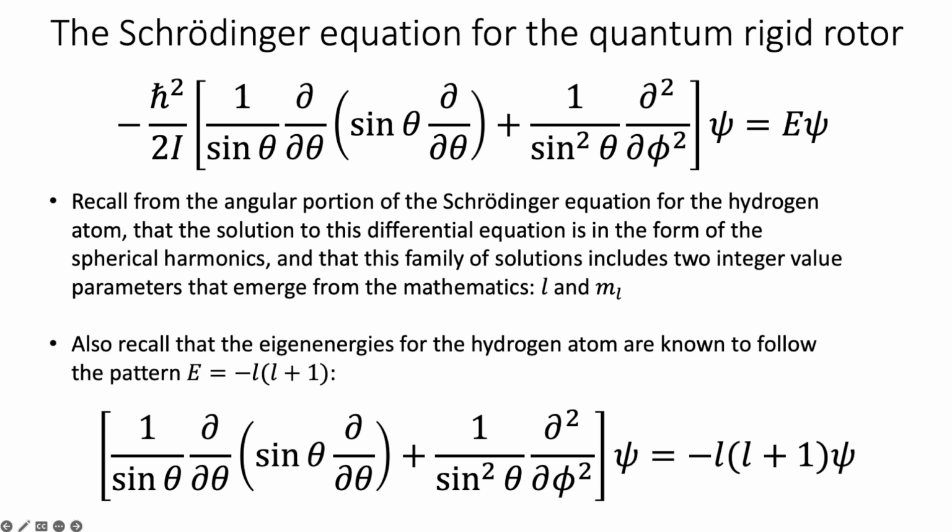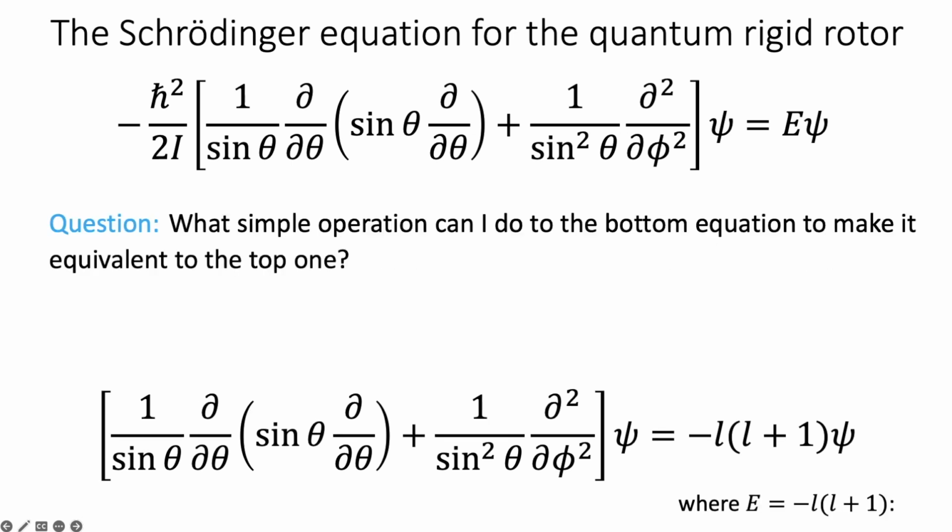Now looking at these two, let's compare them. These equations are so similar. What could I do to the bottom one to make it the same as the top one? Take a moment to think about that. And we see that you can multiply both sides by minus h bar squared over 2I. That's all we have to do, and then they're the same thing.